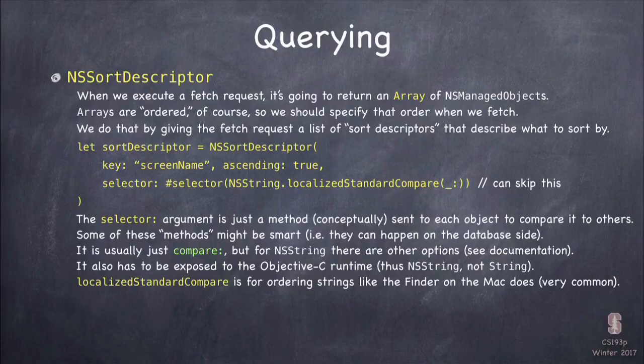Now, one other thing about this is that some of these methods are special in that they do the compare on the database side. Okay? It's using SQL to do it. It's not actually bringing all the data over, calling this method on every string and doing some kind of quicksort or something. It's using super powerful sorting mechanisms that are built into an SQL database. Okay? So in fact, all of the NSString ones will do that. So they're super duper efficient.